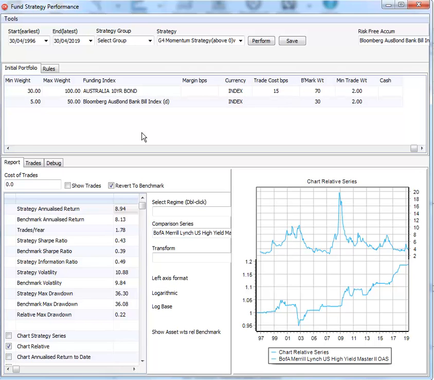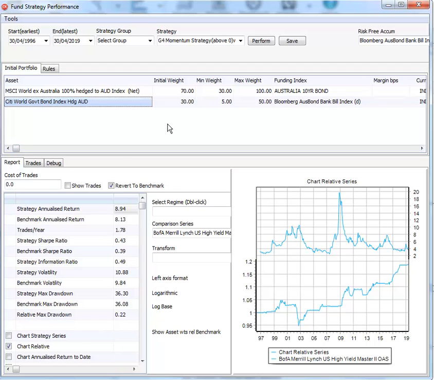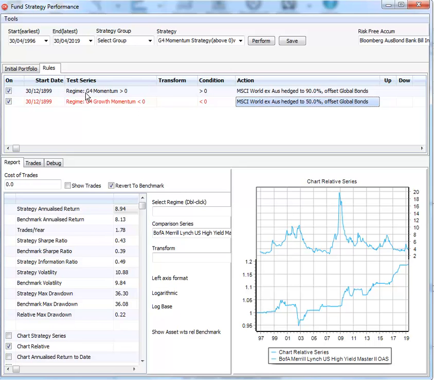We also apply a trading cost. And the rules for the strategy are essentially when growth momentum is above zero, we go to 90% in equities, 10% in bonds, and when growth momentum is below zero, we go to 50% equities, 50% bonds. And so when we run the performance of that particular strategy, what we find, just make a change here.